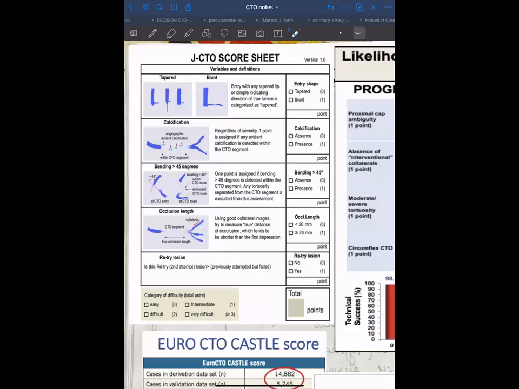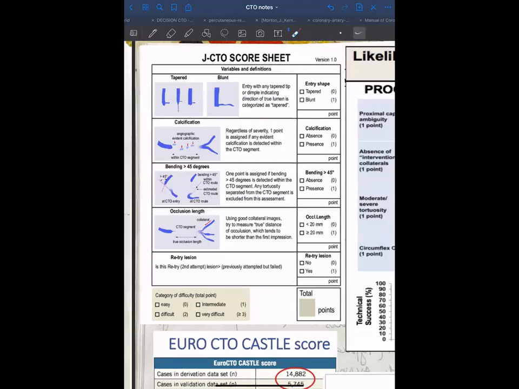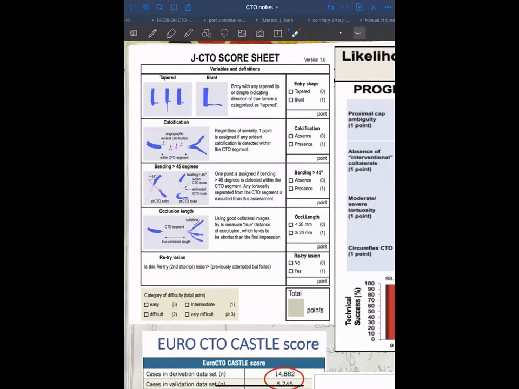The first scoring which has come into vogue is the JCTO score, the Japanese CTO score, because they are the pioneers in CTO work, where each point is given to these 5 items. We will sum it up with a Venn diagram in the end. I want you to focus on the JCTO components. There is a lot of overlap between these scores, so it will be easy to remember.